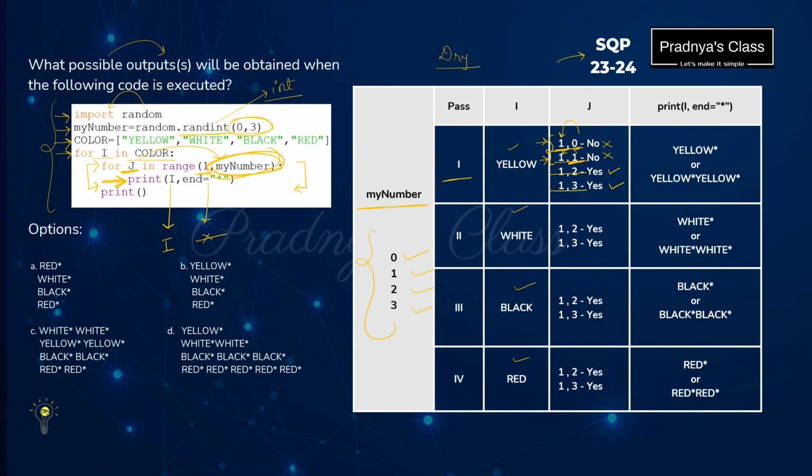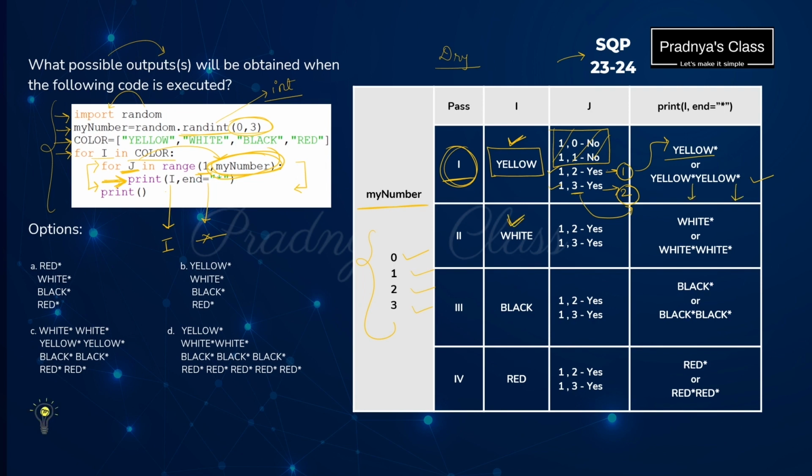Alright, then let's check out what are the possible values we may get for pass 1. In pass 1, the value of i is yellow, and the inner for loop will execute for these two values. So for the first time it will execute once, for the second time it will execute twice. When it will execute once, we are printing yellow because the value of i is yellow, followed by star. When the value of j is 3, this loop will execute twice. So yellow will get printed twice. Don't forget to add this star.